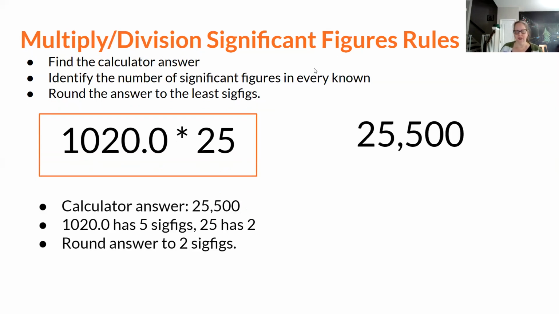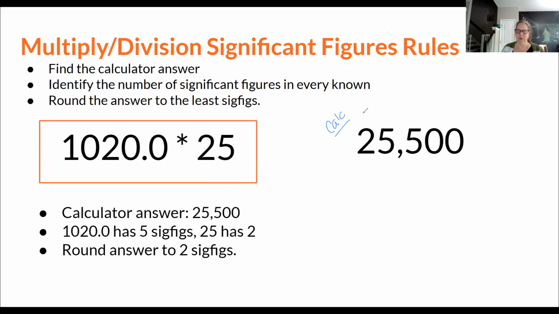The calculator answer of 1020.0 times 25 is 25,000. This is my calculator answer. I have to round that answer to the least sig figs, which was 2. Underline the first 2 sig figs, because you've got to do that. If there's leading zeros here, you don't want to underline those. That's going to mess up your whole answer. So you got to underline the first 2 sig figs. In this problem, it's the 2 and the 5.